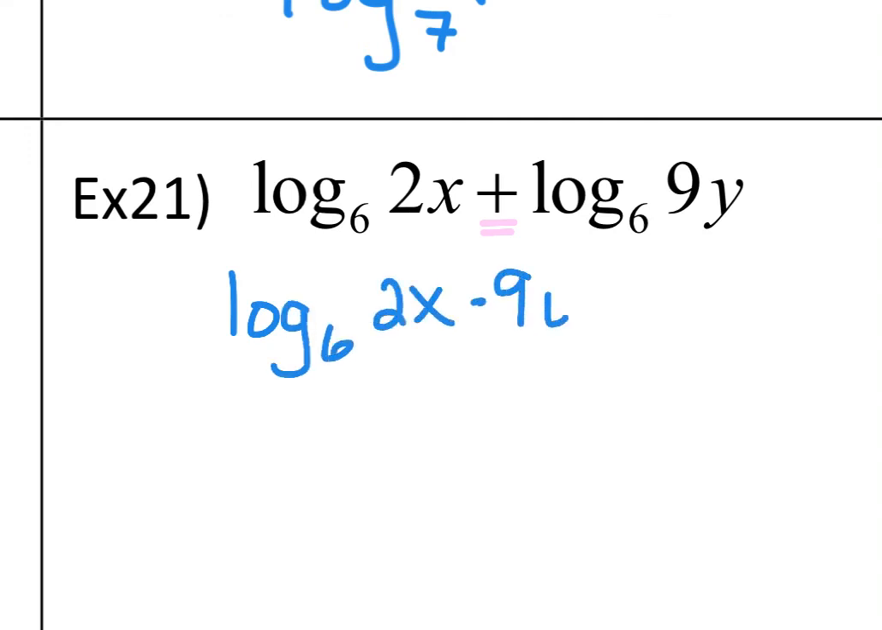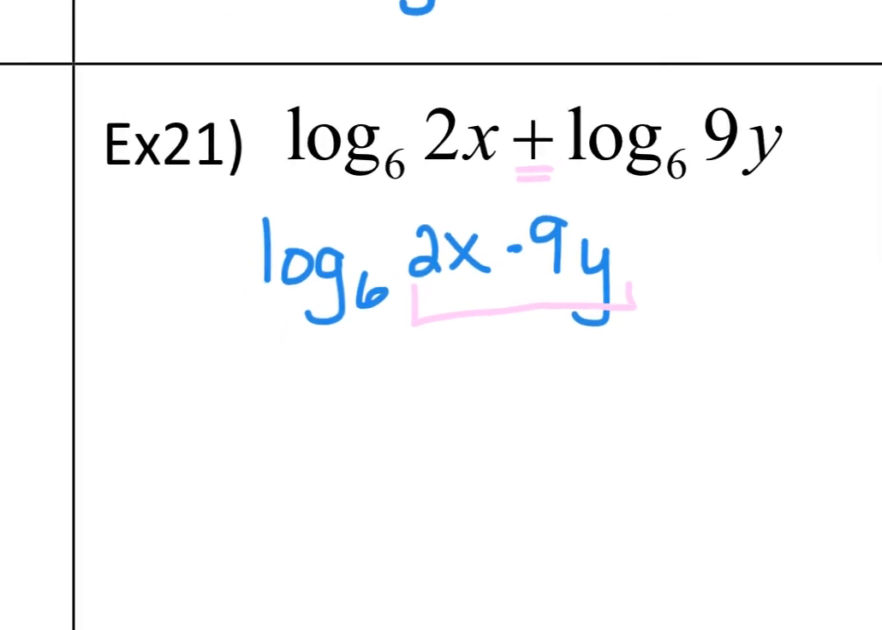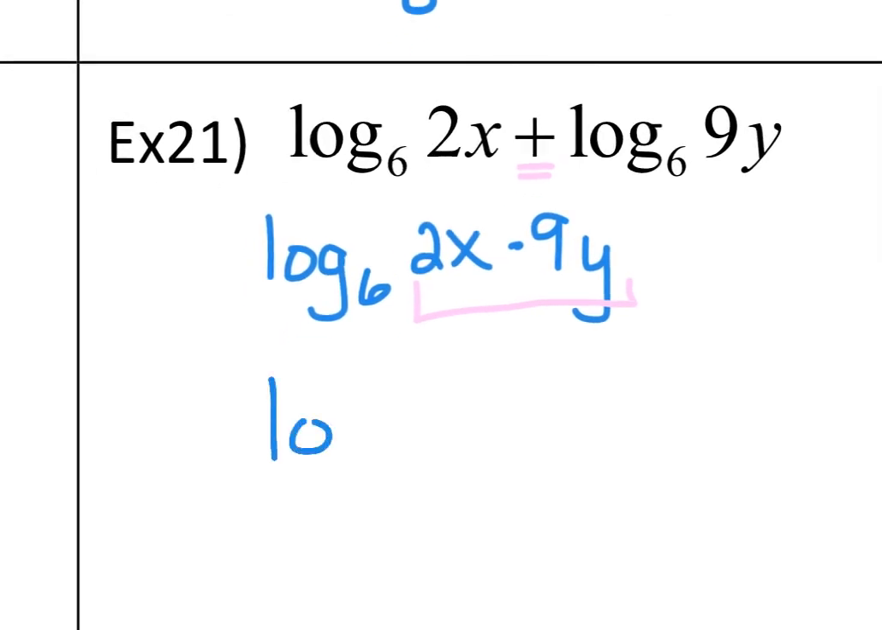2x times 9y. But if you can simplify further, you have to. So for example, here, the whole thing, 2x times 9y, is the argument for the logarithm. Well, you can multiply the 2 times the 9 to simplify that further. So log base 6 of 18xy. And that'll be your final answer.